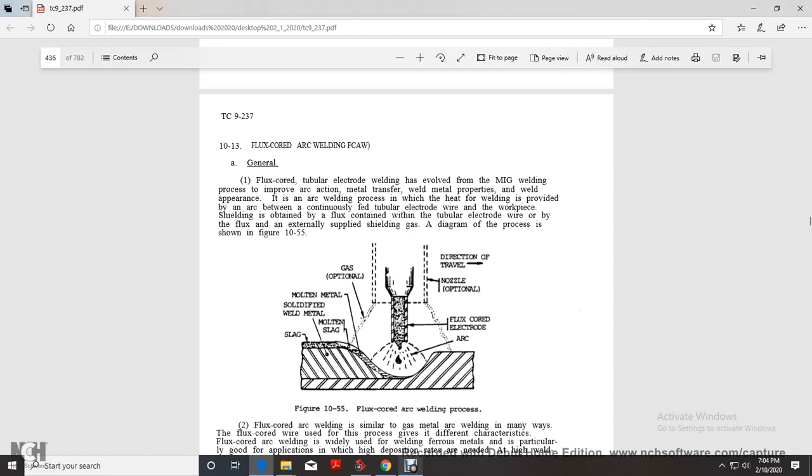Flux core arc welding: slag, molten slag, solidified weld, molten metal, gas (optional), flux core electrode, arc, nozzle (optional), direction of travel.